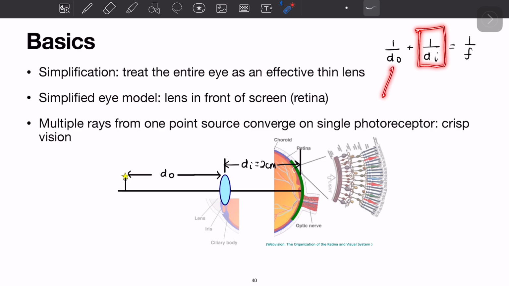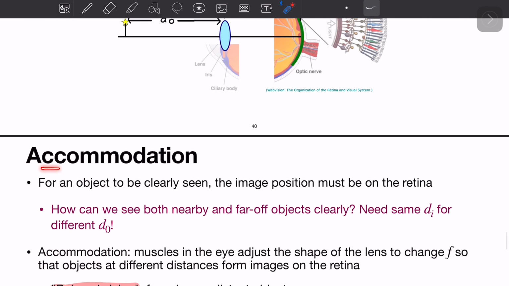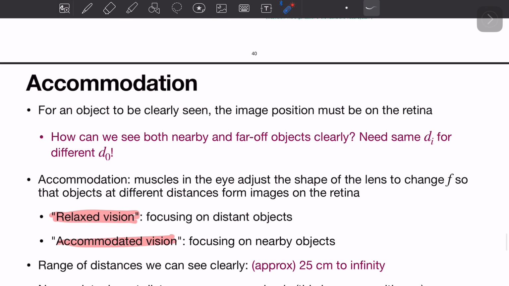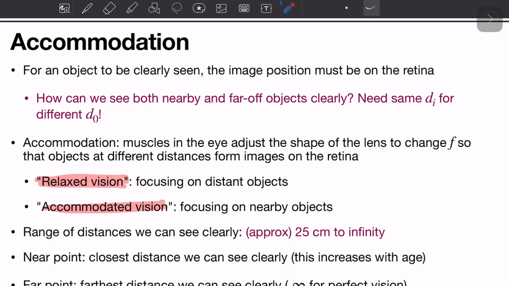And we're looking at a whole range of object distances from 20, 30 centimeters all the way out to infinity. How is it possible for us to just use one single lens in our eye to look at all of this? This is where accommodation comes in. So what's accommodation? There's muscles in the eye that adjust the shape of the lens to change the focal length, to change f, so that objects at different distances form images on the retina.